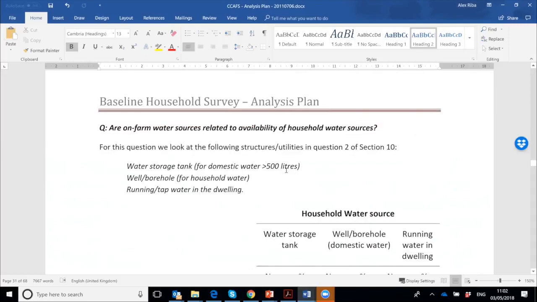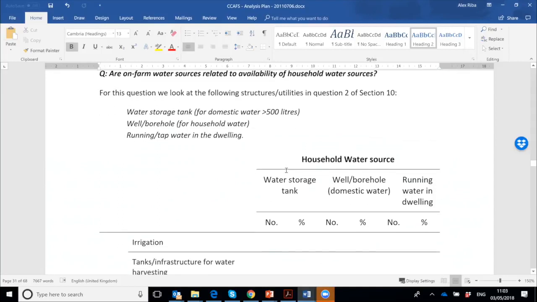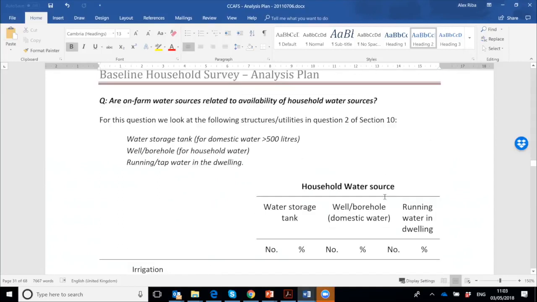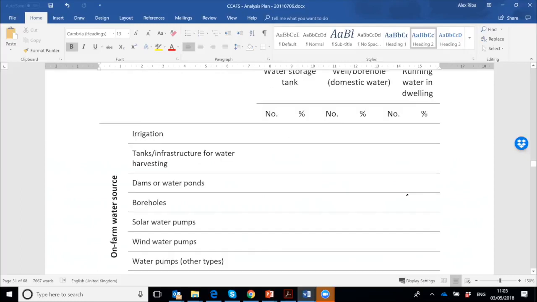And the third example of this is, are on-farm water resources related to availability of household water resources? And again, what does availability mean? So we have split this into three categories: water storage tank, well or borehole, or running water into lake. And see whether there are differences, and then we will end up with a table that we can run tests on, etc., etc. Right?